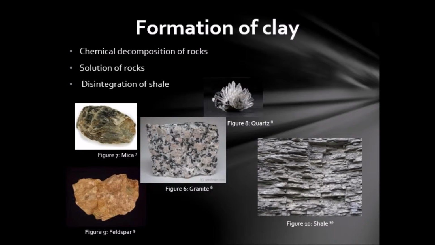One of the examples is granite, which consists of mica, quartz, and feldspar. Mica and feldspar are susceptible to weathering and can break down into clay minerals. And it can also be formed by disintegration of shale. There are two types of clay: residual, found in place of origin, and transported, also known as sedimentary, removed from the place of origin by erosion and deposited in a new place.